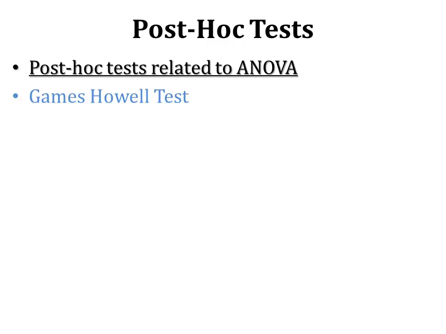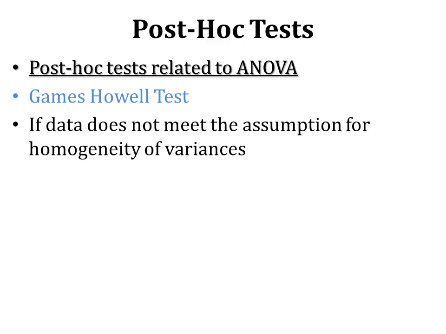Then we have the Games-Howell test, and this is used if the data does not meet the assumption of homogeneity of variances, right? Because the requirement of ANOVA is that the variances of the different samples or groups should be homogeneous, they should be equal. But if the variances of the samples are not equal between groups, then you can perform this test after you have found significant results in ANOVA.